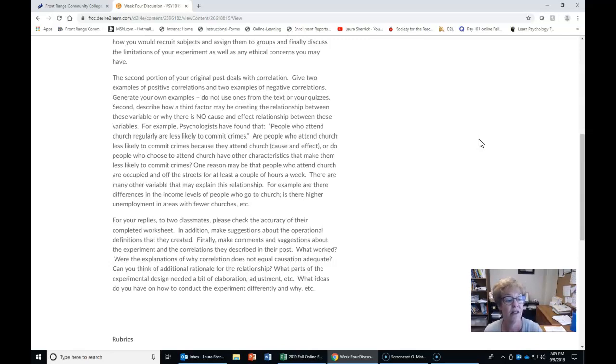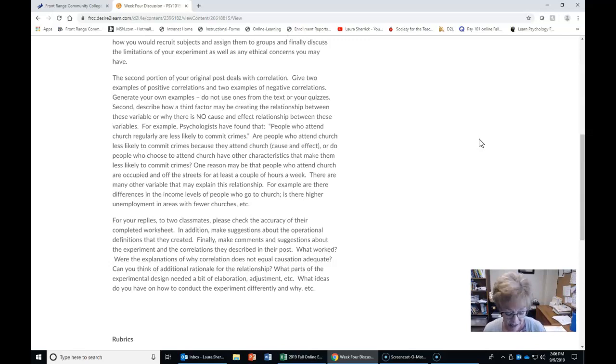And then for the next part, you're going to look at correlation. And I want you to give 2 examples of a positive correlation and 2 examples of negative correlations. And I want you to generate your own examples. Don't use ones that are from the textbook or from your quizzes, but try and create your own after you've read and listened to what I've posted on experimentation and correlation. So please watch those videos. Those will help you with both parts of this discussion, I think.